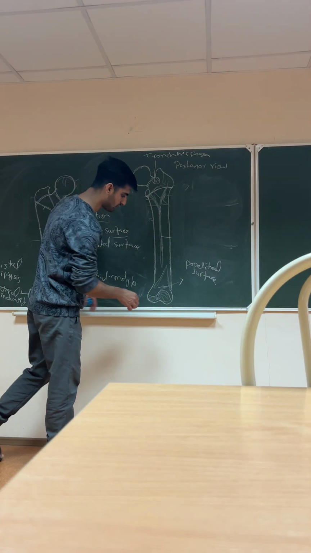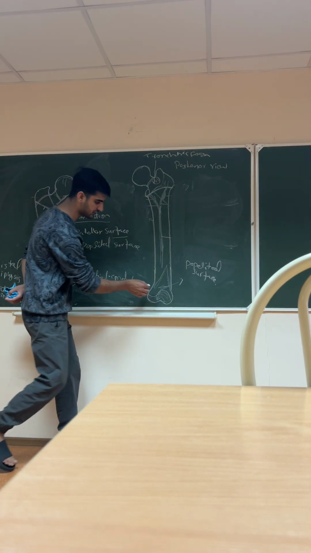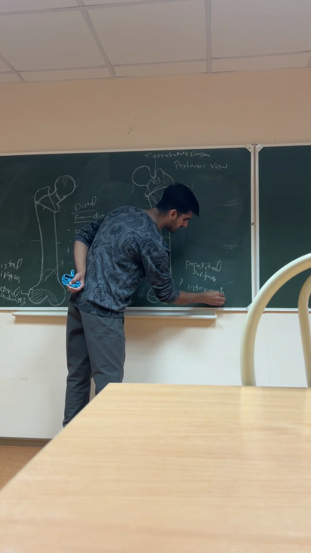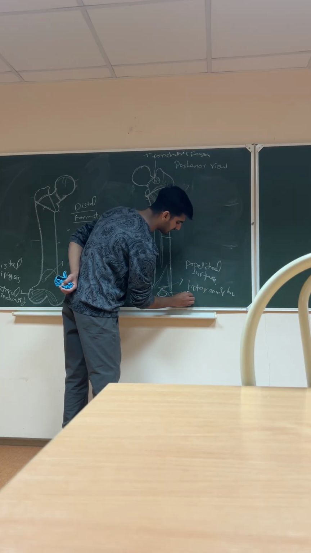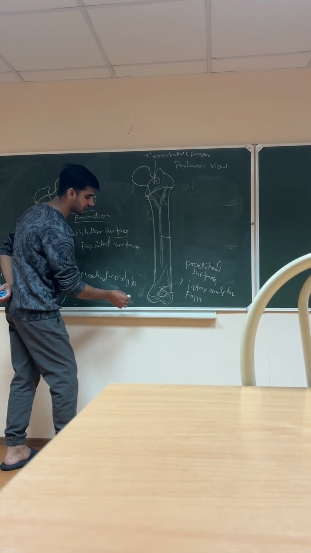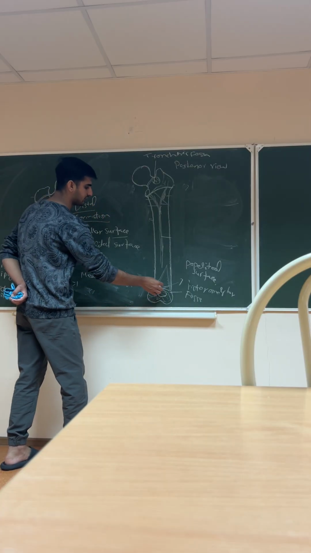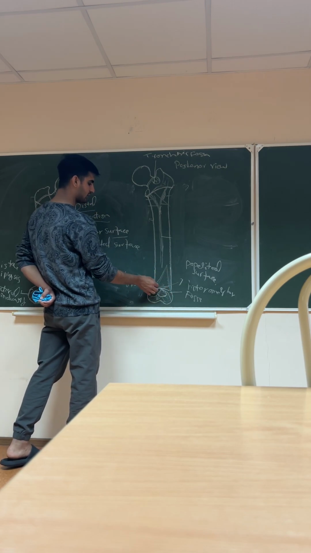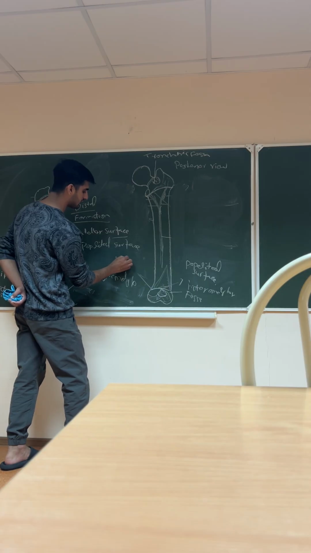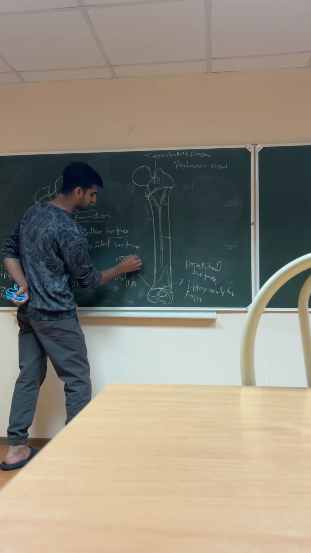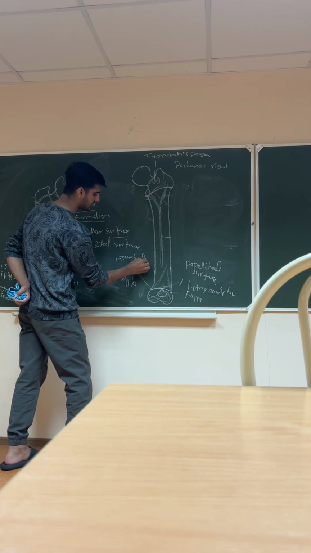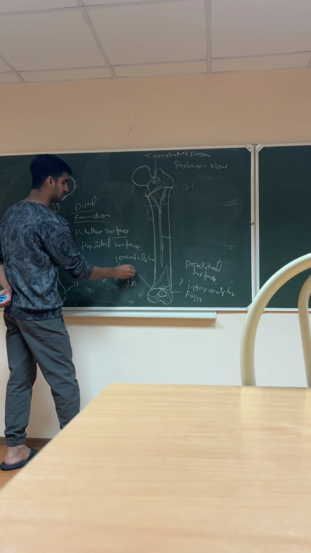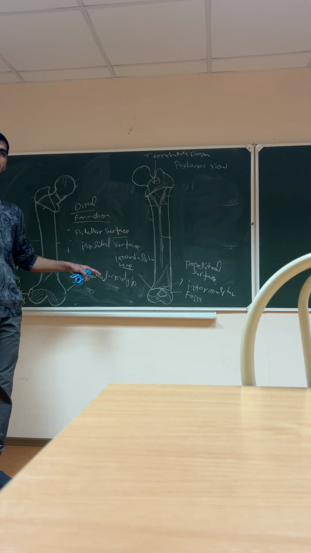Here in the posterior we have this fossa, the intercondylar fossa. You can add the intercondylar fossa, and this line is the intercondylar line. Between the patellar surface and the popliteal surface, and between the intercondylar fossa, we have a line called the intercondylar line. In Latin, linea. This is the formation of the third part of the femur.